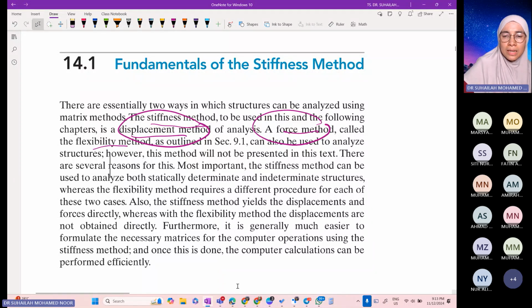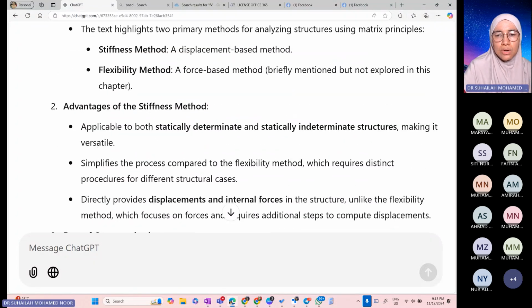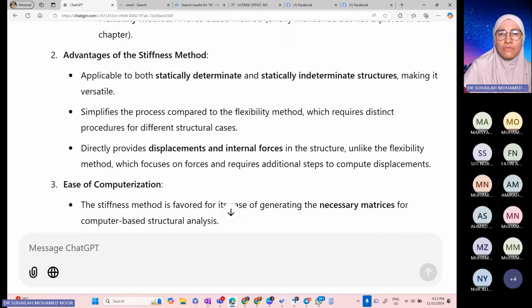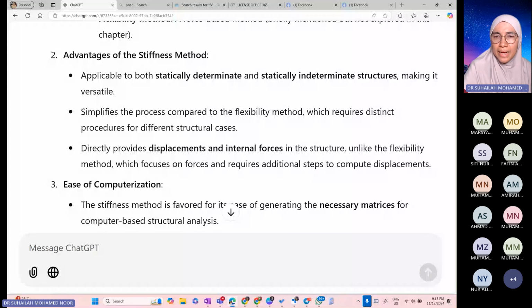Okay, ni yang kat sini kita nampak dia dah terus bagi in point form. Stiffness method is displacement based method. Flexibility method is force method. Okay, we look at the advantages of stiffness method. Semua ni yang dalam teks tadi, dalam textbook, whenever you letak je dalam ChatGPT, okay, then dia akan elaborate more detail. Okay, and lagi tersusun lah.